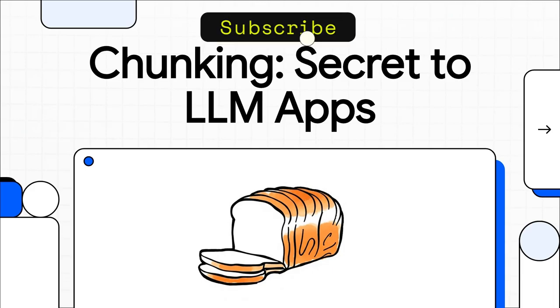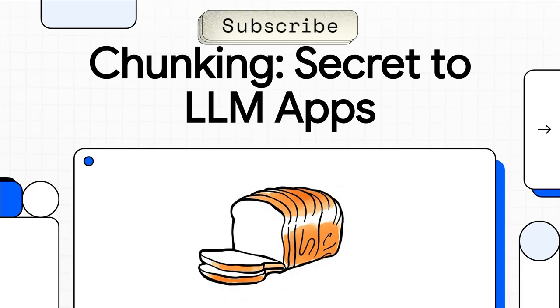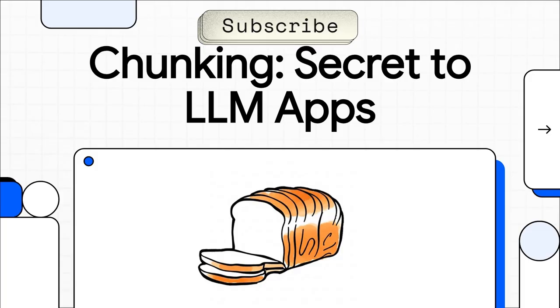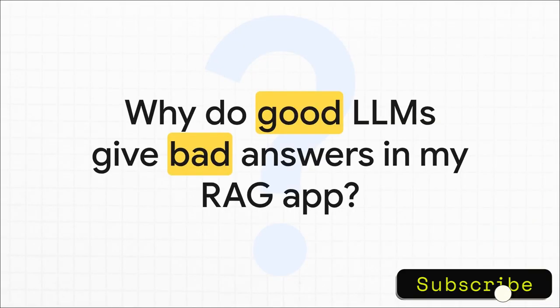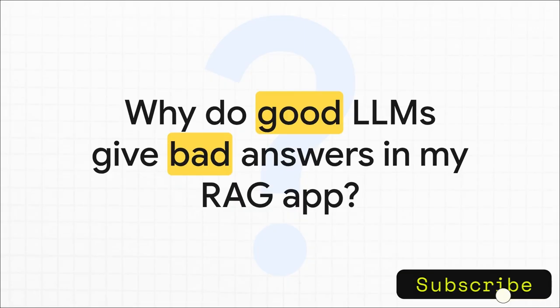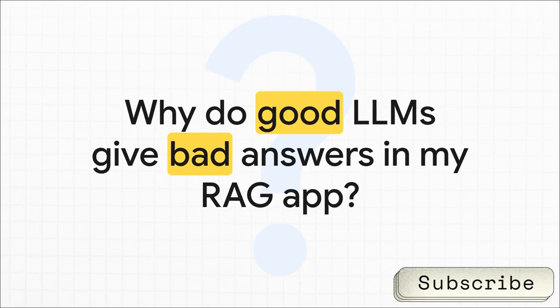Welcome back. Today we are diving into a topic that's absolutely critical for building high-performing AI applications, but it's one that often gets overlooked. We are talking about chunking, the real secret sauce that can make or break your LLM app. So picture this. You've built a retrieval augmented generation app, a RAG app. You're using a top-of-the-line large language model, but the answers you're getting are inconsistent, irrelevant, or just wrong.